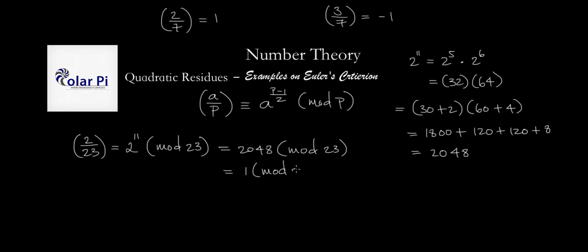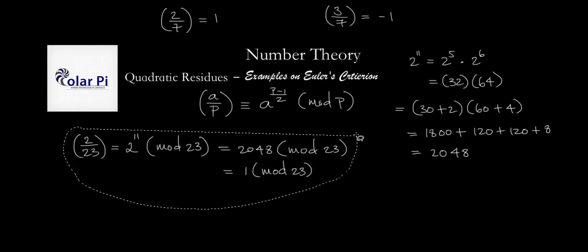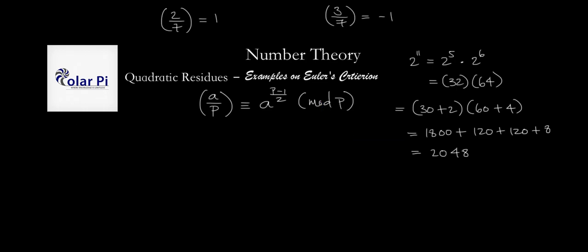What this means is, first, that 2048 is 1 more than a multiple of 23. And moreover, because 2 over 23, the Legendre symbol, is equal to 1, we see that 2 is a quadratic residue mod 23. So you see, we picked a relatively big p, and we're still good. We're still in safe territory.